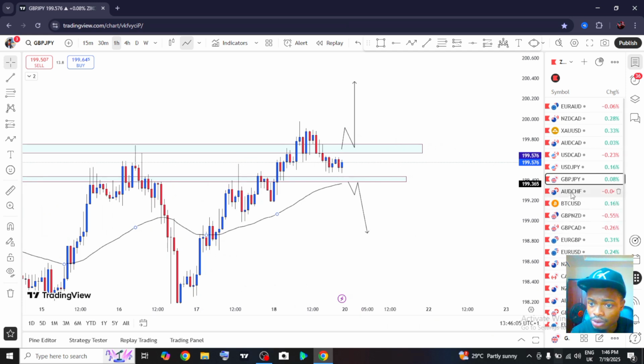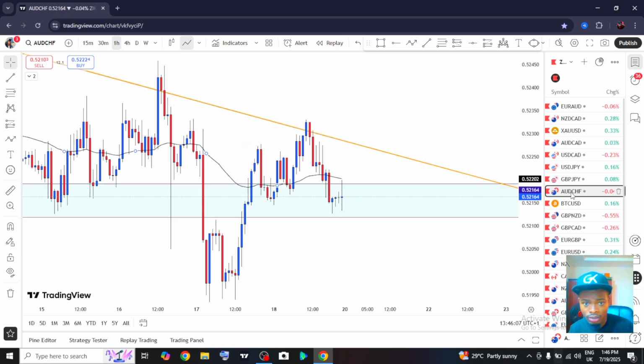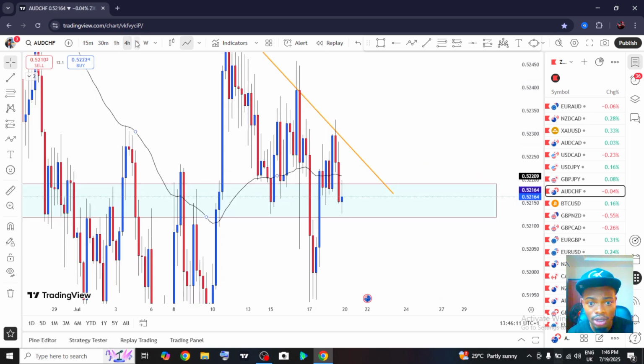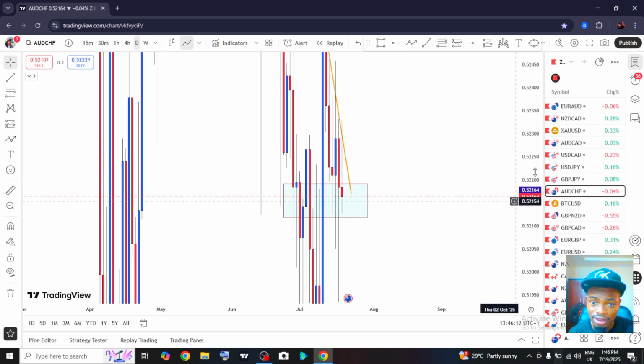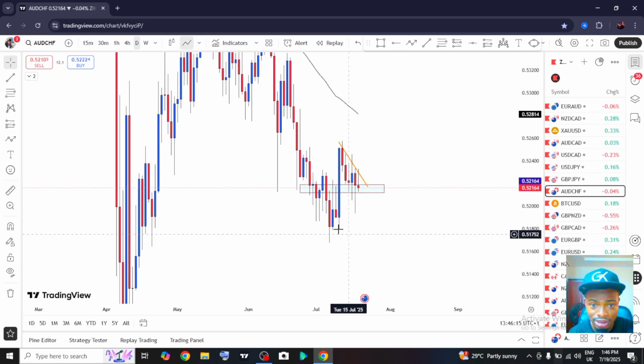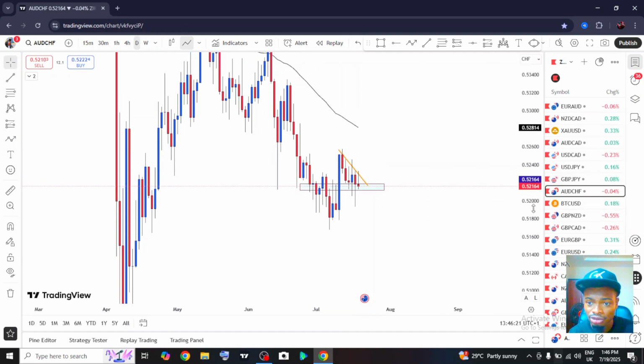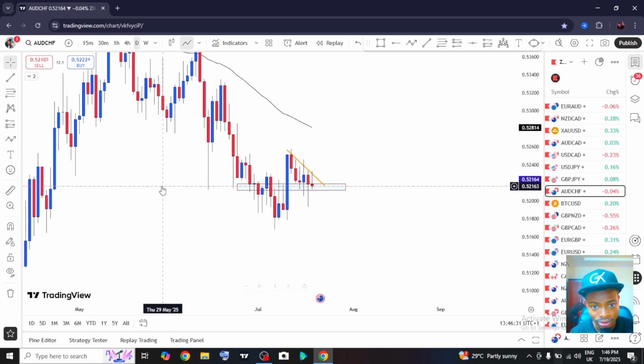And then the last pair for the week, we have AUD CHF. Now, I'm going to be very patient on this particular one because if you look at the daily time frame, it actually shifted bullish. It just shifted bullish. But if you look at the momentum of the market, it has been bearish and there's the area of interest here that I didn't draw, right? So this market structure is actually bullish right now, right?